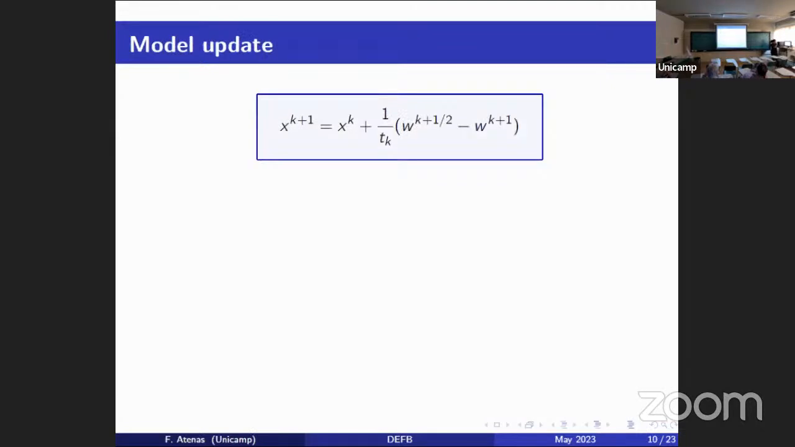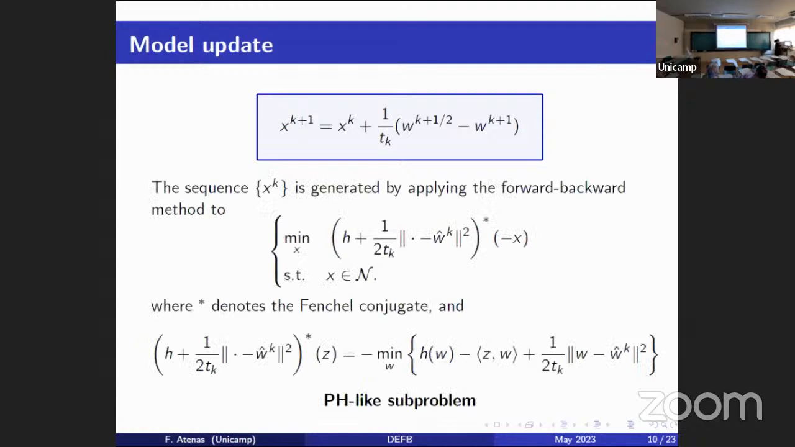As for the model update, we can say more because I already said that it looks like the progressive hedging updating rule, but it actually corresponds to applying the forward-backward method or the proximal gradient method, the same, right? To this problem here. Well, initially this looks a little bit weird, right? Because where does this come from? So what we do is the following. We have the original objective function h plus an indicator, plus a quadratic term associated with the prox term, this one here, that would be the objective function of the proximal step.